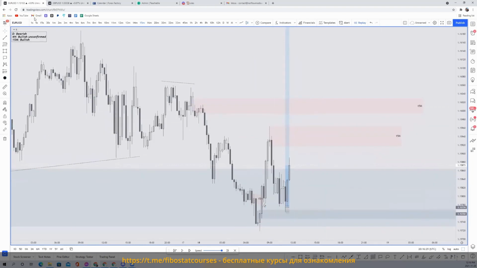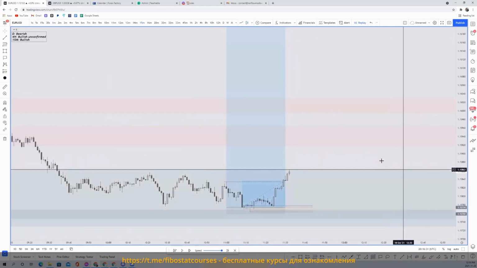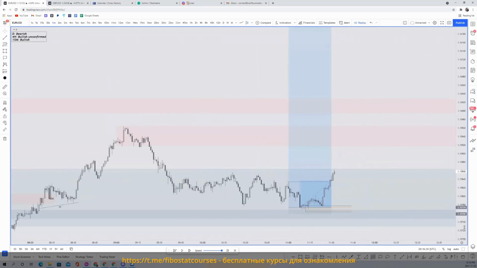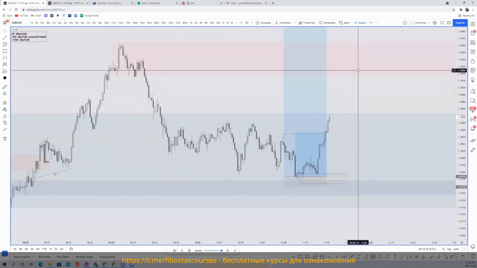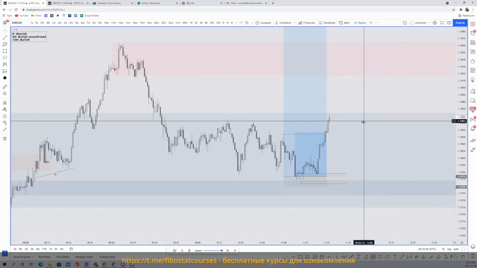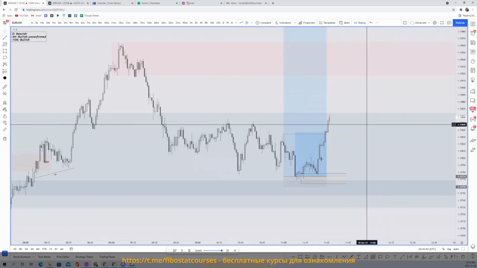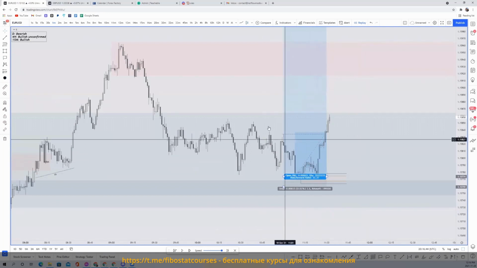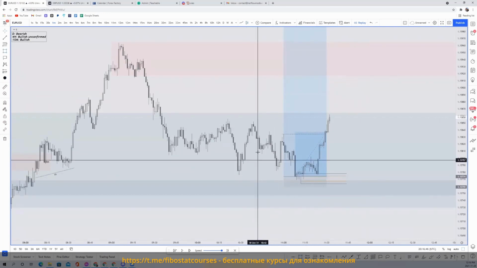We run a high, we pay ourselves. If we're bearish, we run a low, we pay ourselves. And this is very important. You need to have a plan to pay yourself. Now here, if we didn't get involved here, you do have another flip zone here.